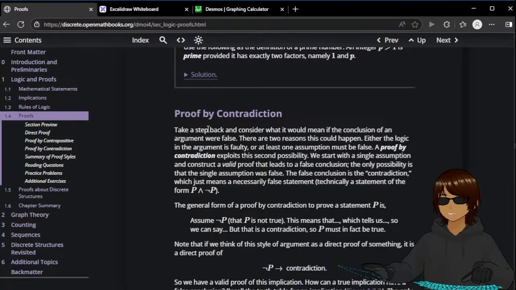Take a step back and consider what it would mean if the conclusion of an argument were false. There are two reasons this could happen. Either the logic of the argument is faulty, or at least one of the assumptions must be false. A proof by contradiction exploits the second possibility. You start with a single assumption and construct a valid proof that leads to a false conclusion. The only possibility is that the single assumption was false. The false conclusion is the contradiction, which just means a necessarily false statement.